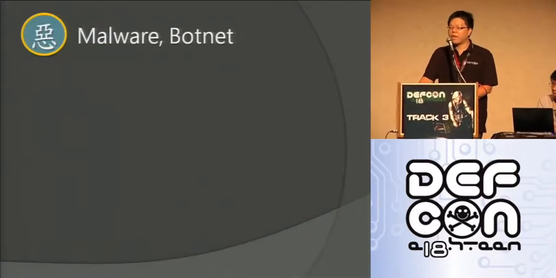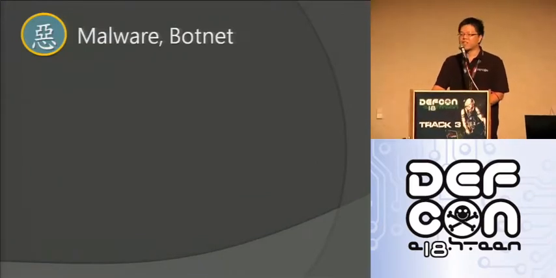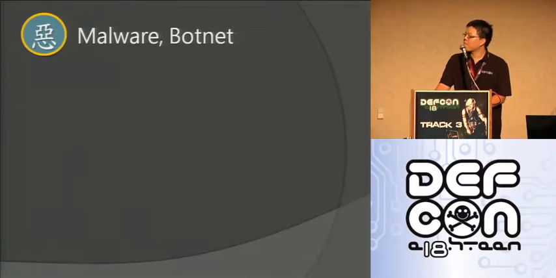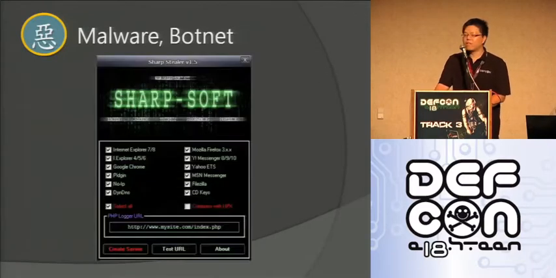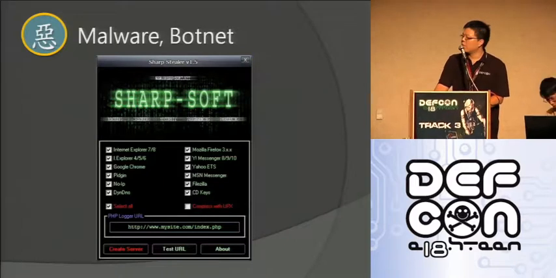First of all, we would like to introduce some Chinese characters. The character on the upper left corner represents the term malicious in Chinese. The first malware sample that we're going to introduce is one of the very famous malicious malware called Sharp Stealer. It helps you generate programs that can steal usernames and passwords from well-known applications such as Internet Explorer, MSN Messenger, or Firefox. So it's more like a malware generator.